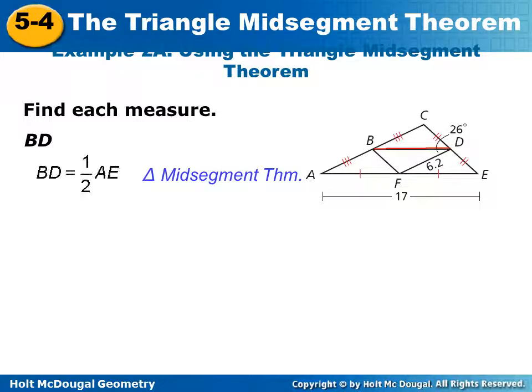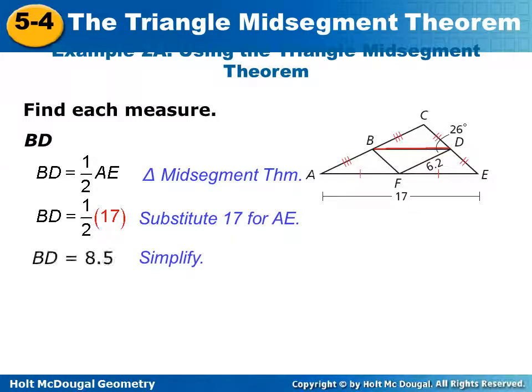We're going to go ahead and find BD. So BD is 1/2 of the base, which is AE. AE is 17, so BD is 1/2 of 17, which is 8.5. Not too hard of a problem. We're taking the base and dividing it in half.